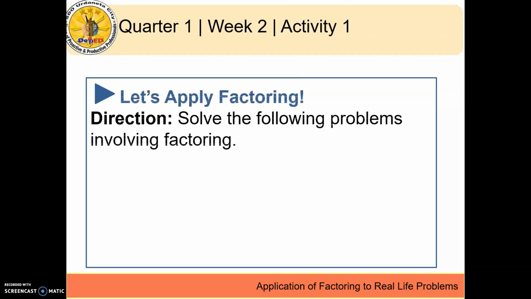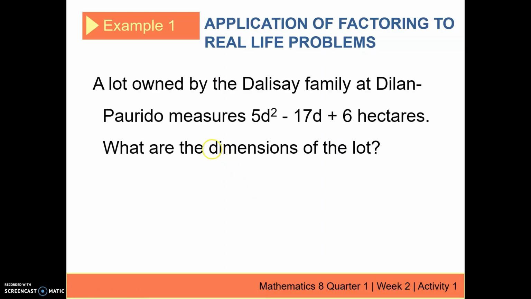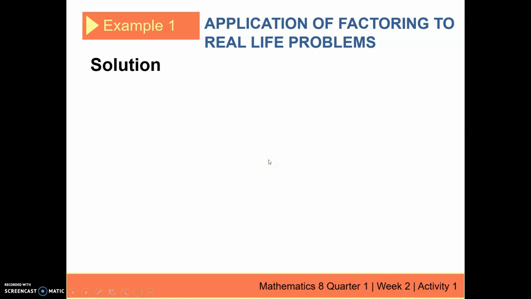So let's have some examples that are somewhat similar to the first activity of week 2 in your activity sheet. Activity 1 is entitled Let's Apply Factoring. The direction is to solve the following problems involving factoring. The first example. A lot owned by the Dalisay family at Dilan Paurido measures 5d squared minus 17d plus 6 hectares. What are the dimensions of the lot?